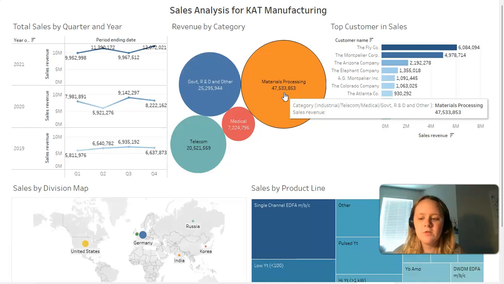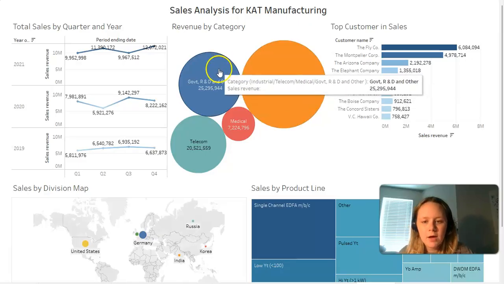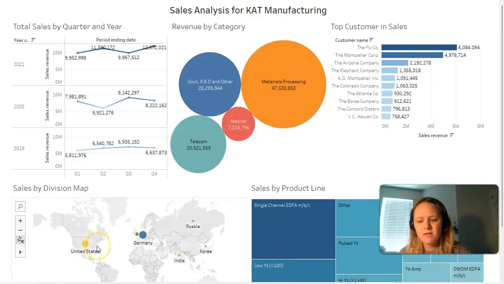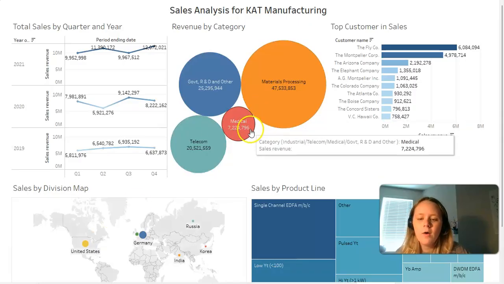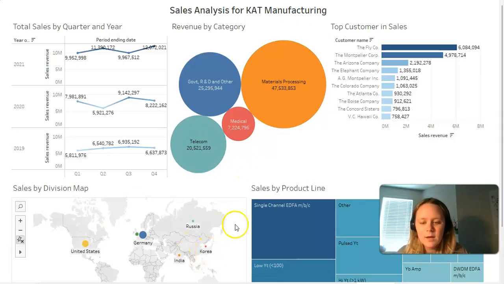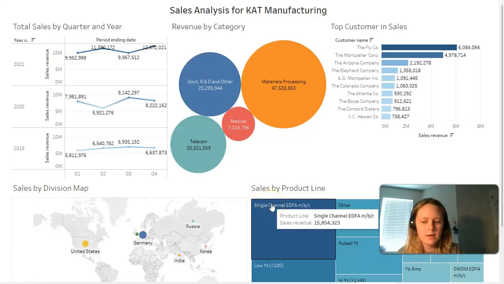And then this leads me to my next question, which is where should we focus our sales efforts? We should focus them into the materials processing section and into Germany. And you can also add government R&D and United States into that because they are the top two highest in each section. And then I wouldn't focus on categories such as medical or regions such as India and Korea because they are the lowest performing. Thank you.